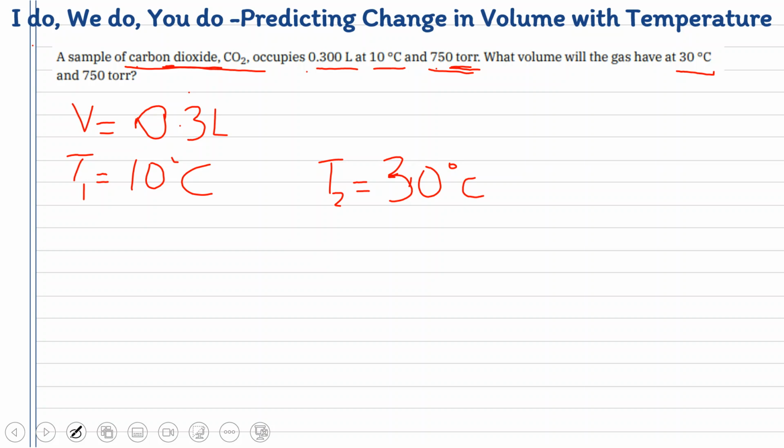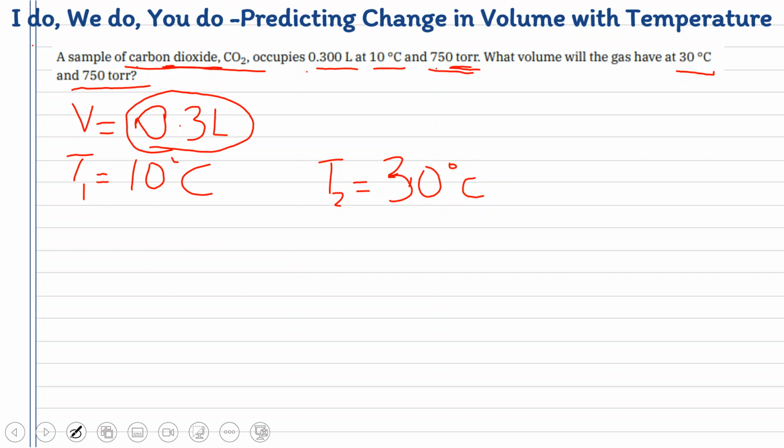Keep that in mind. That should guide you. So if your answer is not an increase in this volume, it means that there's something wrong somewhere. And they're telling you that it's at the same pressure, so that means constant pressure. That satisfies Charles's law. So straight away, we're going to try and solve it.